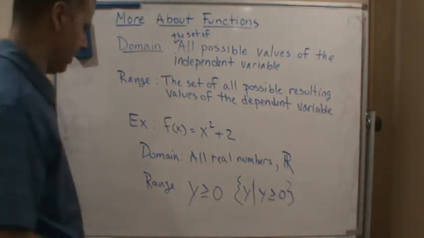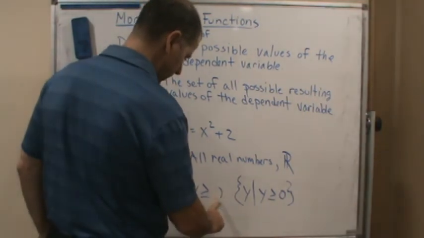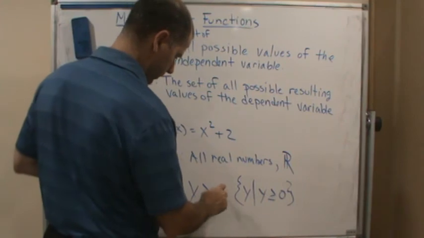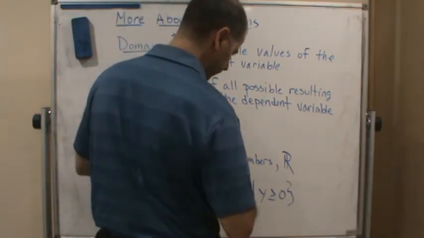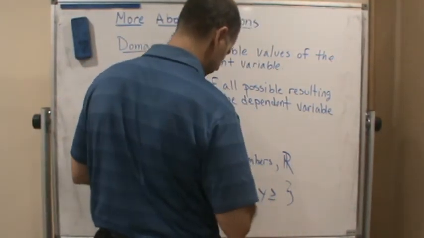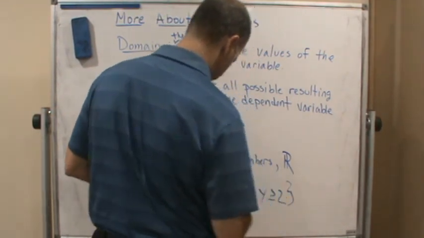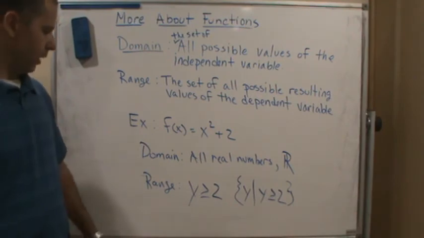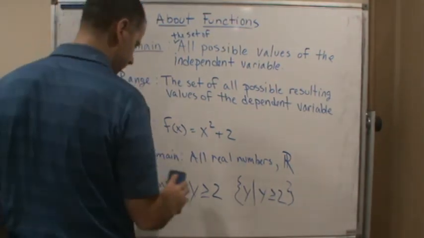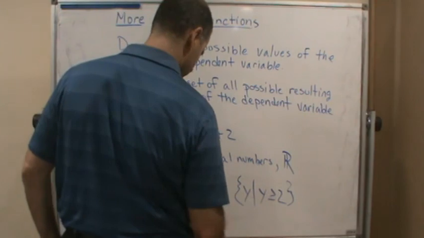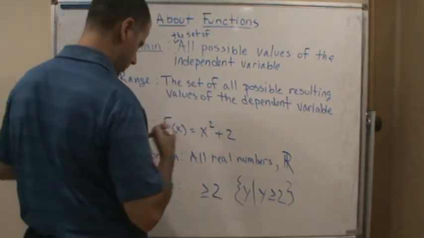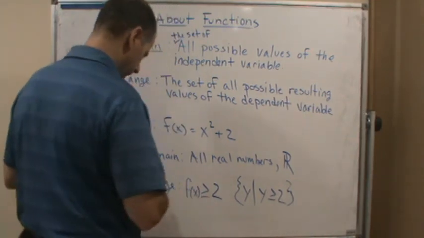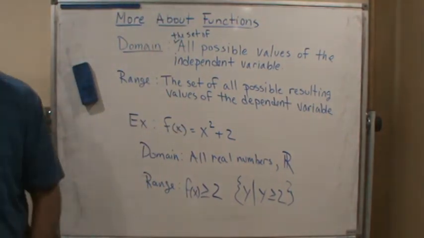Or not 0, I'm sorry, 2. I'm thinking of x. 2. Right, because we got this plus 2. So it's going to be all values of x. Or actually, since we're dealing with functions here, f of x is greater than or equal to 2.